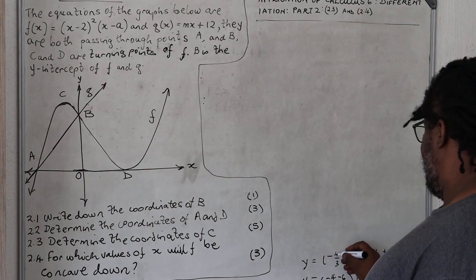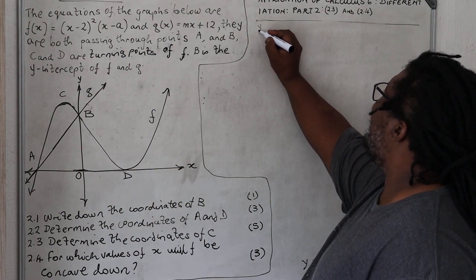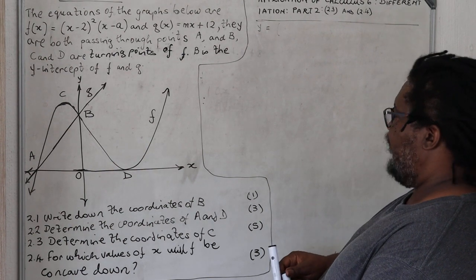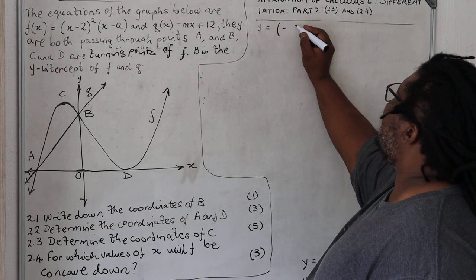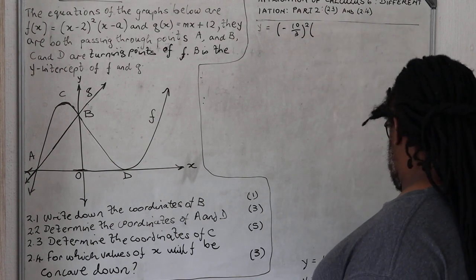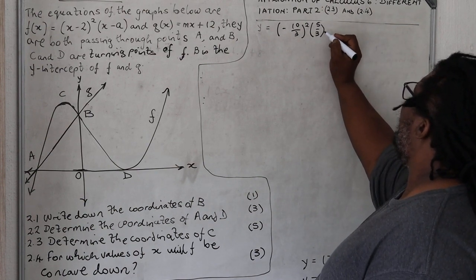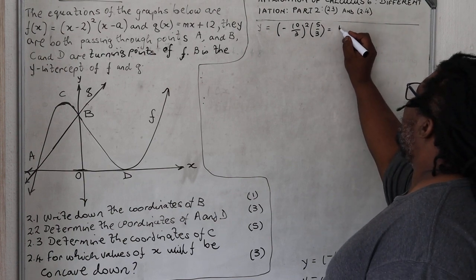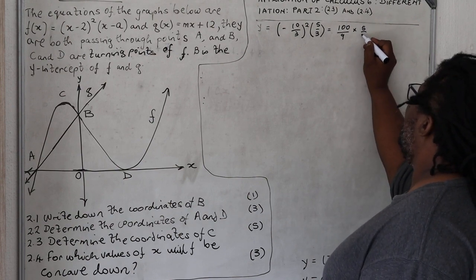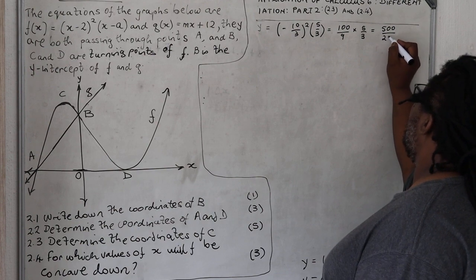So then from here, going at the top, we can say y is equal to minus 10 over 3 squared multiplied by minus 4 plus 9 is 5 over 3, and this is equal to 100 over 9 times 5 over 3, which is equal to 500 over 27.